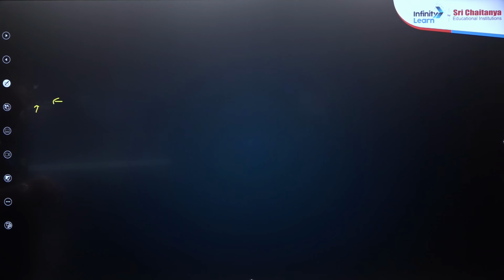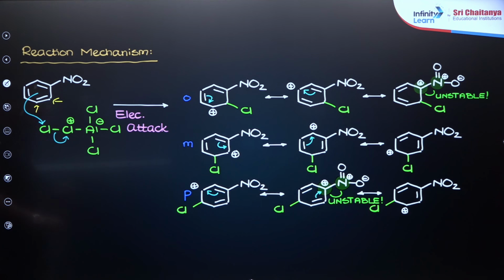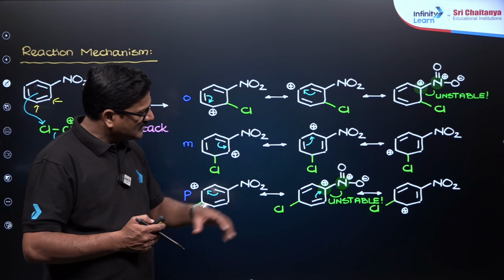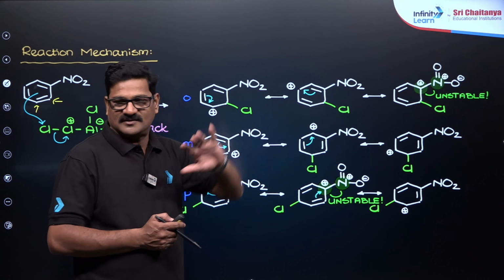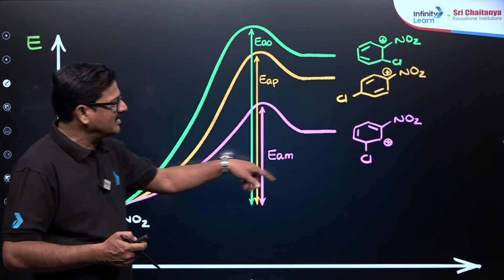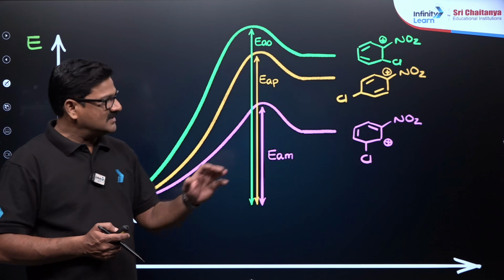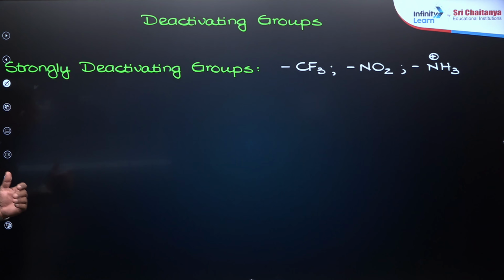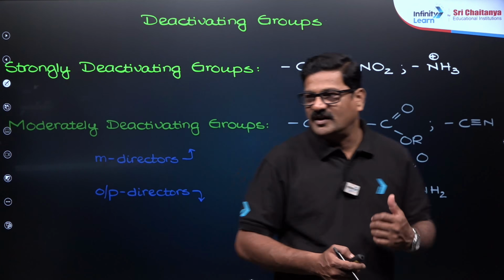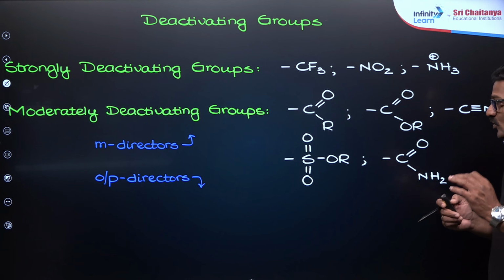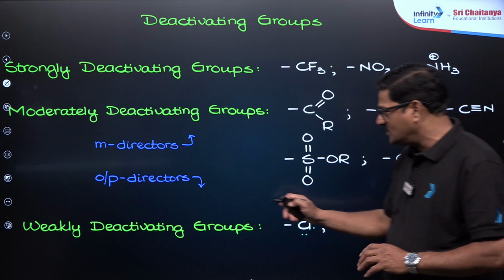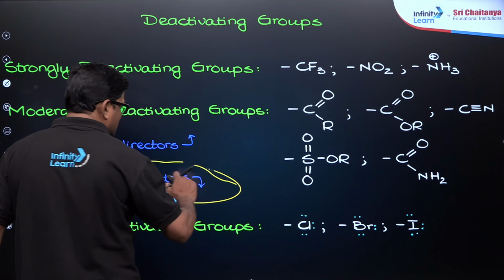Okay, the sigma complex is going to be unstable at para and ortho. So this is not that stable, but it is there. So I just want to say the activation energy for the meta product is going to be less, and as a result of this, it is going to give the meta chloro product. Strongly deactivating groups are CF3, NO2, NH3 plus. Moderately deactivating groups are there, and of course here chlorine is there. It is weakly deactivating, but exceptionally it is an ortho and para director.